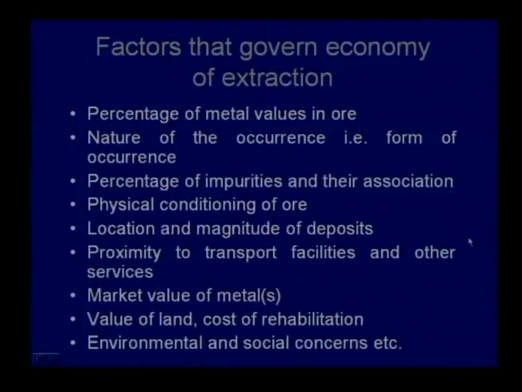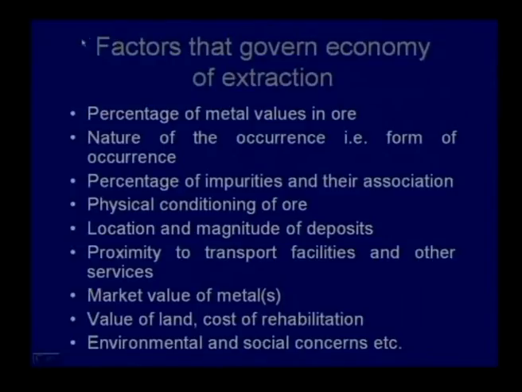Then the economy of extraction, which we are discussing, would also relate to two other things: value of land, cost of rehabilitation. If it becomes very difficult to acquire land in a place for whatever reasons, if there are people being displaced, the cost of rehabilitation is very high, then the factors that govern economy of extraction would be negative. We should rather not go for putting up an industry for extraction.